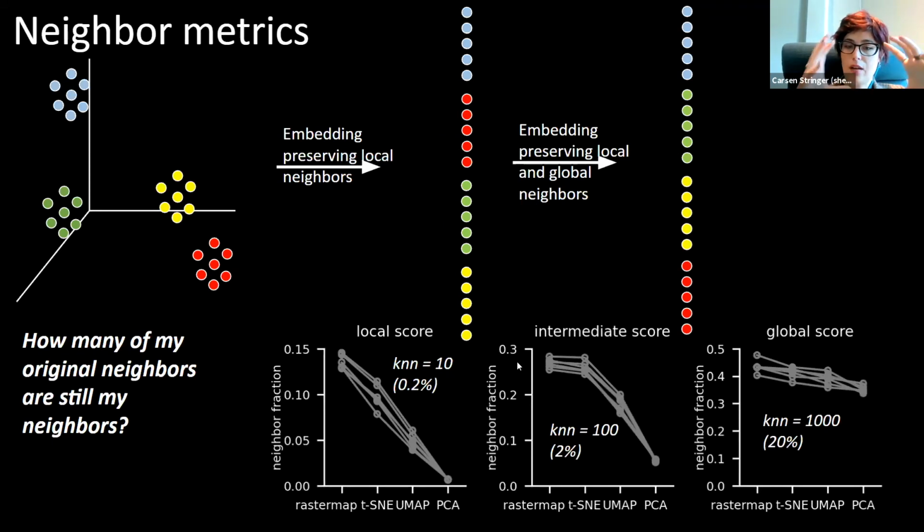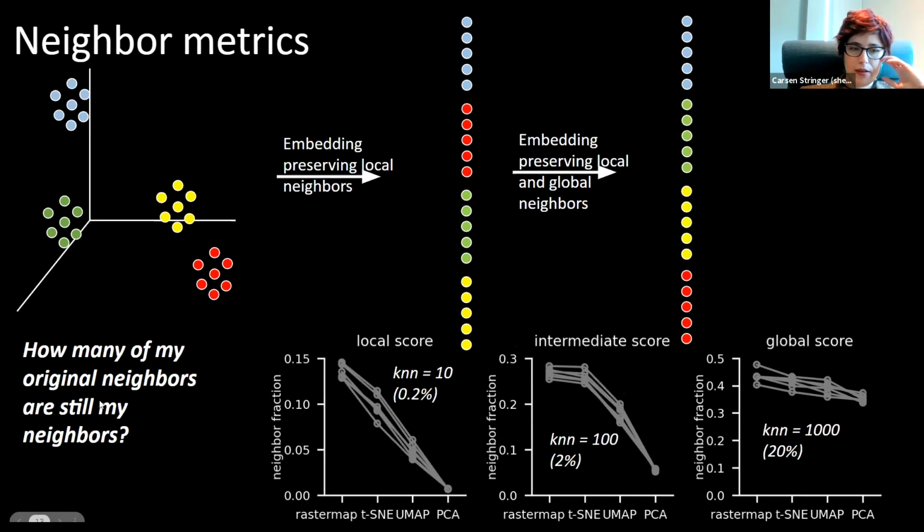As we zoom out, if we take 100 nearest neighbors, you can see our score is still high for Rastermap, t-SNE, and UMAP. And then if you zoom out even more and take the top 1,000 neighbors, you can see that an algorithm like PCA, for instance, does a pretty good job on this score, but you can see it preserves global structure at the expense of not doing well with the local score. So you can have trade-offs between these different things. It depends on what you're looking for. But basically, Rastermap does at least as well or better than these other algorithms on the intermediate and global score. So we think it's the best in terms of preserving the actual high dimensional structure of neural data.